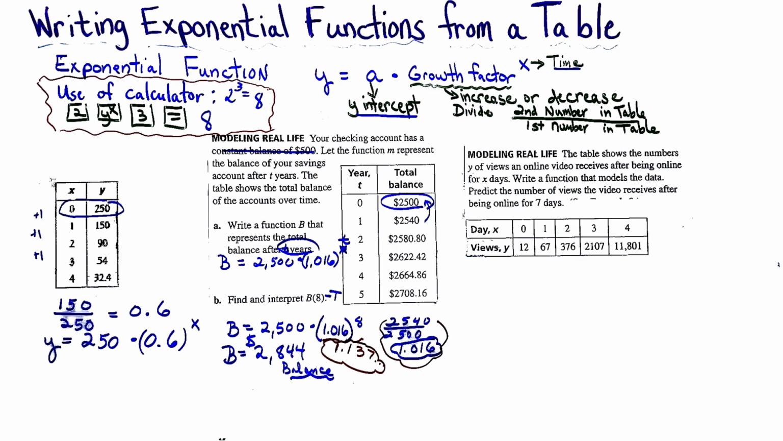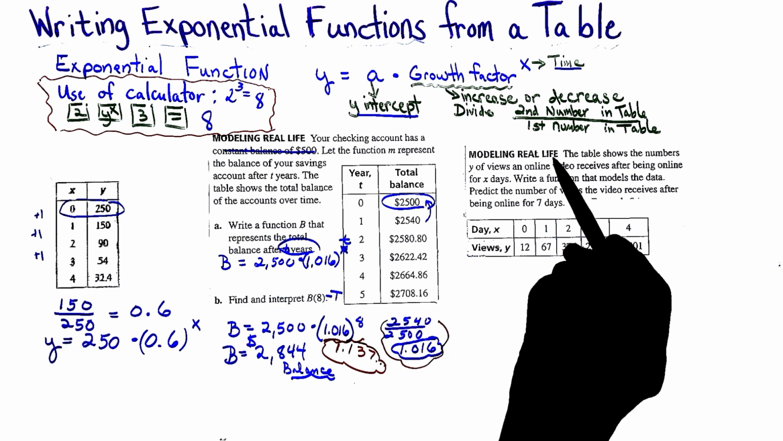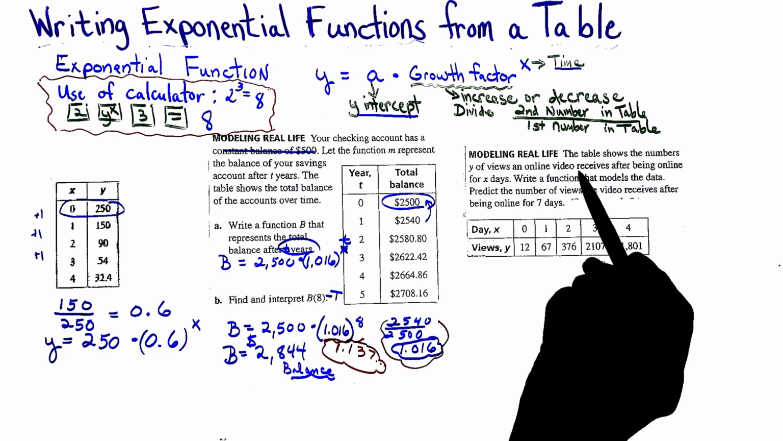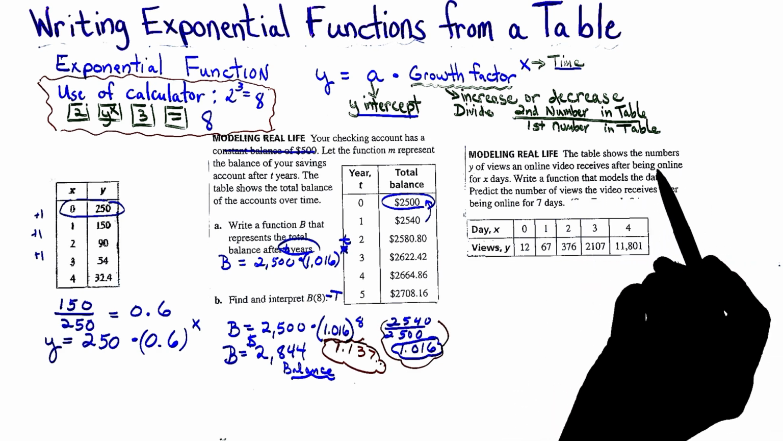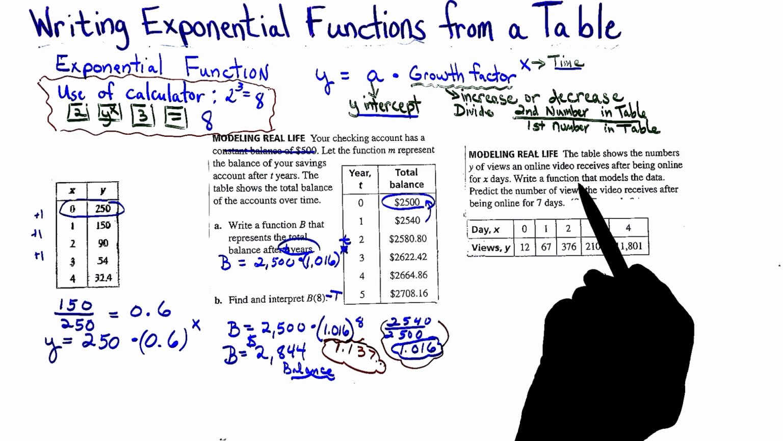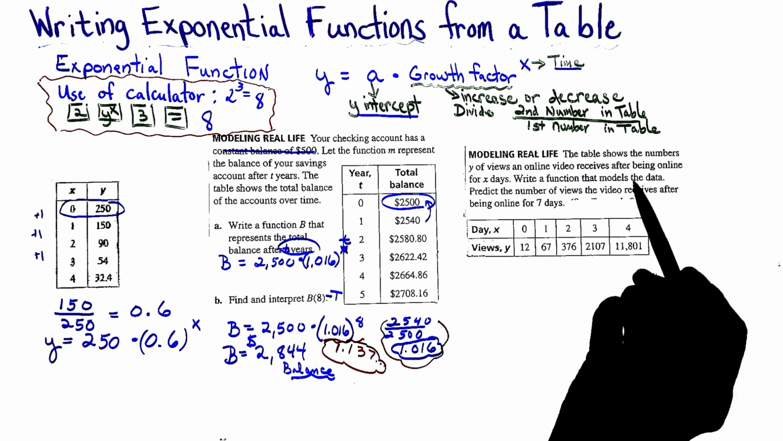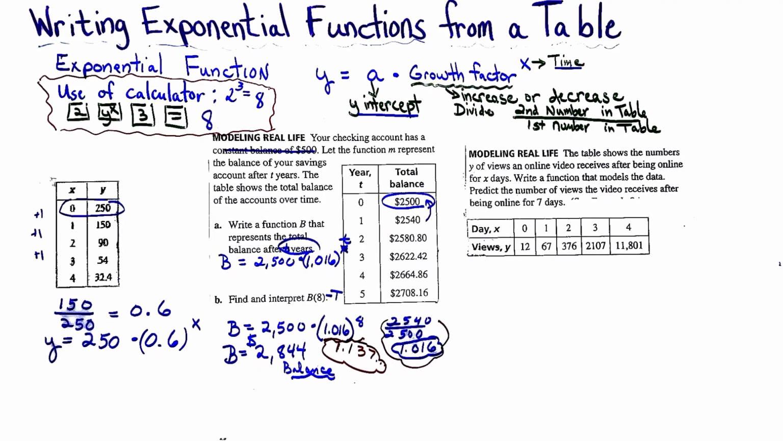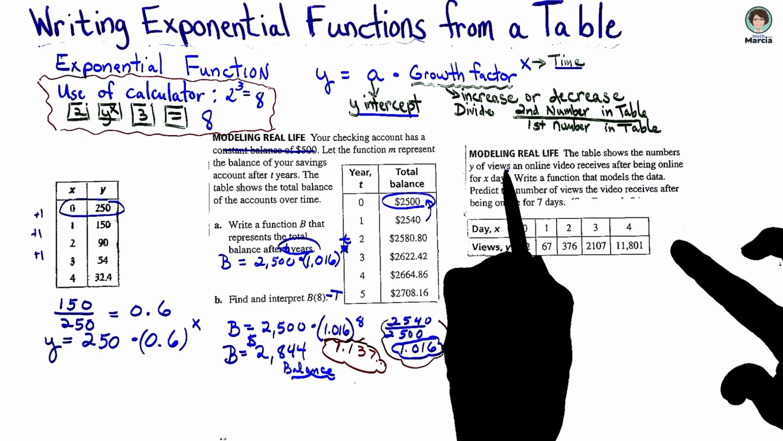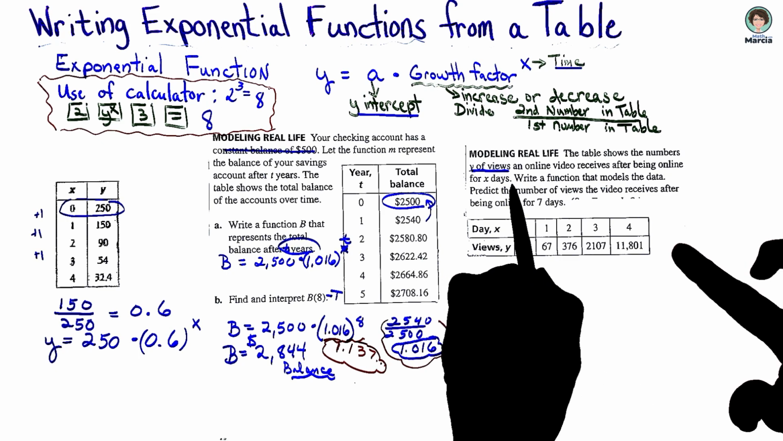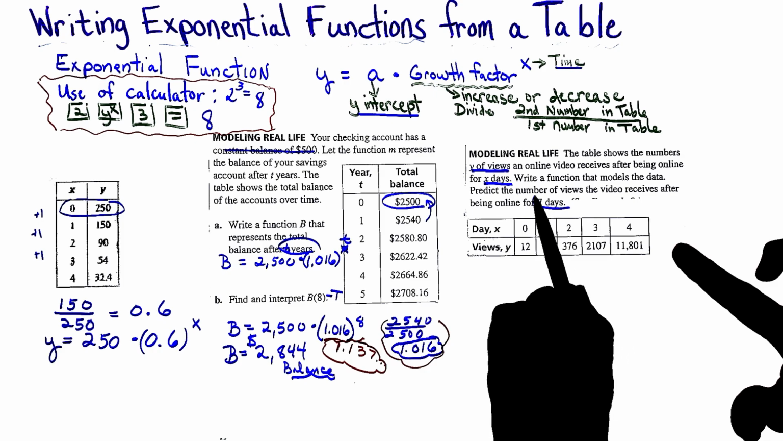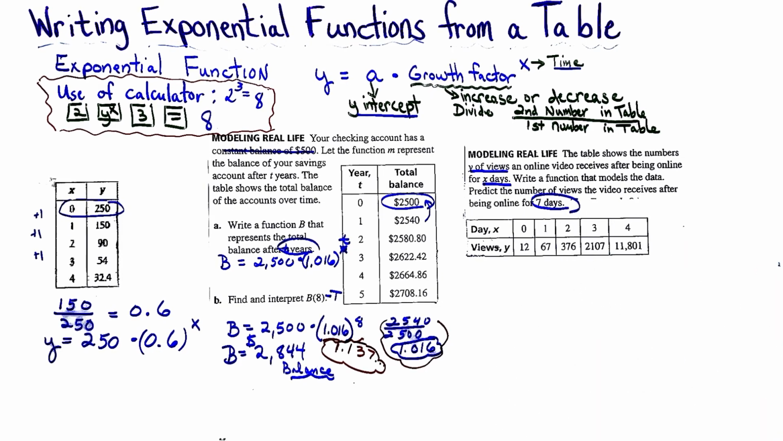Let's try one more. So it says, modeling real life. The table shows the numbers Y of views an online video receives after being online for X days. Write a function that models the data. Predict the number of views the video receives after being online for 7 days. So let's mark this text. We know that Y stands for the number of views. X is the number of days, and now they want us to predict 7 days.